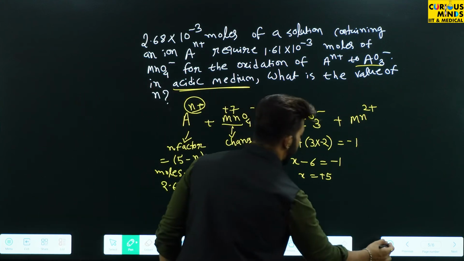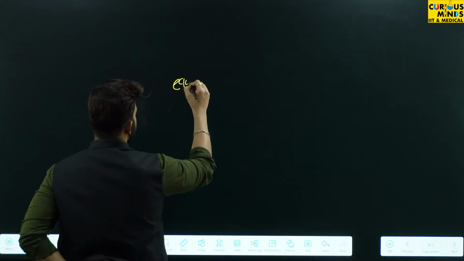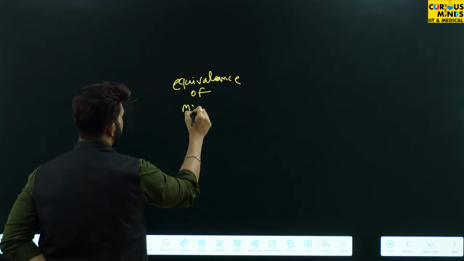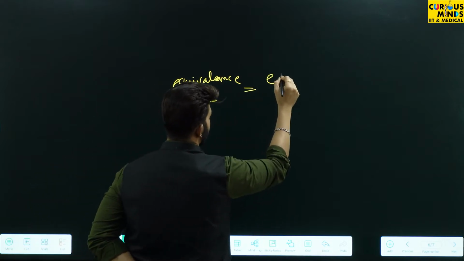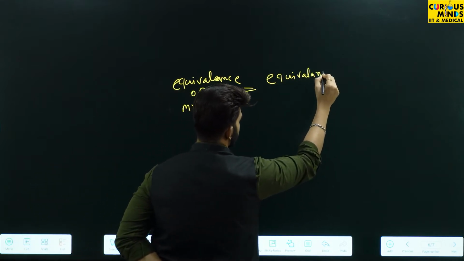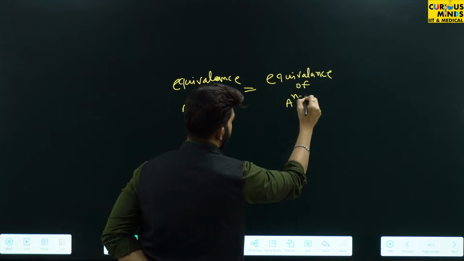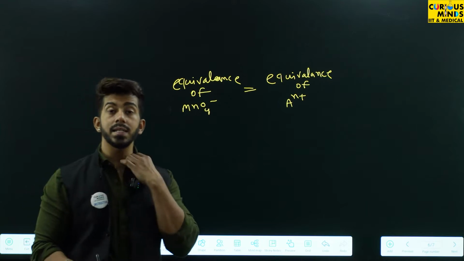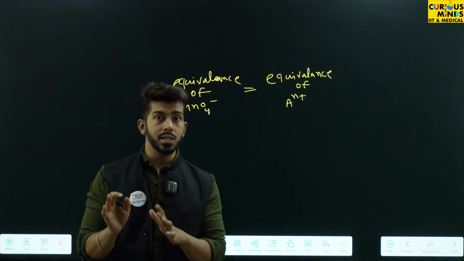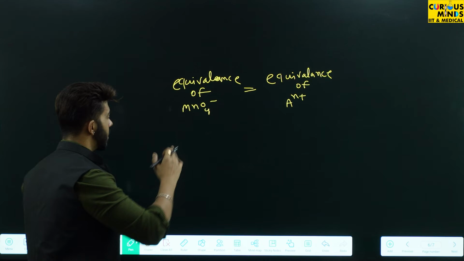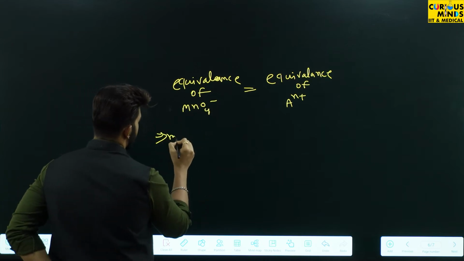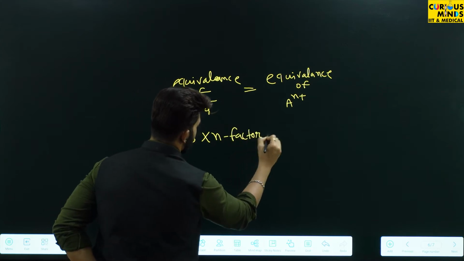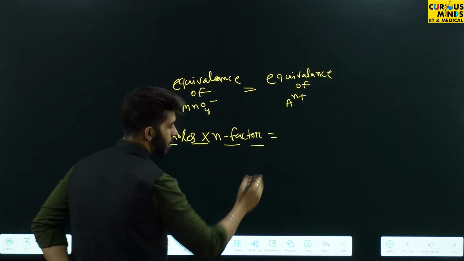Now we know for any random redox reaction, the equivalence of MnO₄ minus will be exactly equal to the equivalence of An plus. Whatever the equivalence of An plus is, it is exactly similar to that of MnO₄ minus, because that's a redox reaction, and we know that redox reactions are always balanced, right? So this is the thing. Now what is equivalence? Equivalence is nothing but the number of moles into N factor. This is the formula of equivalence. If you can find out the equivalence by this formula, you can solve the question.